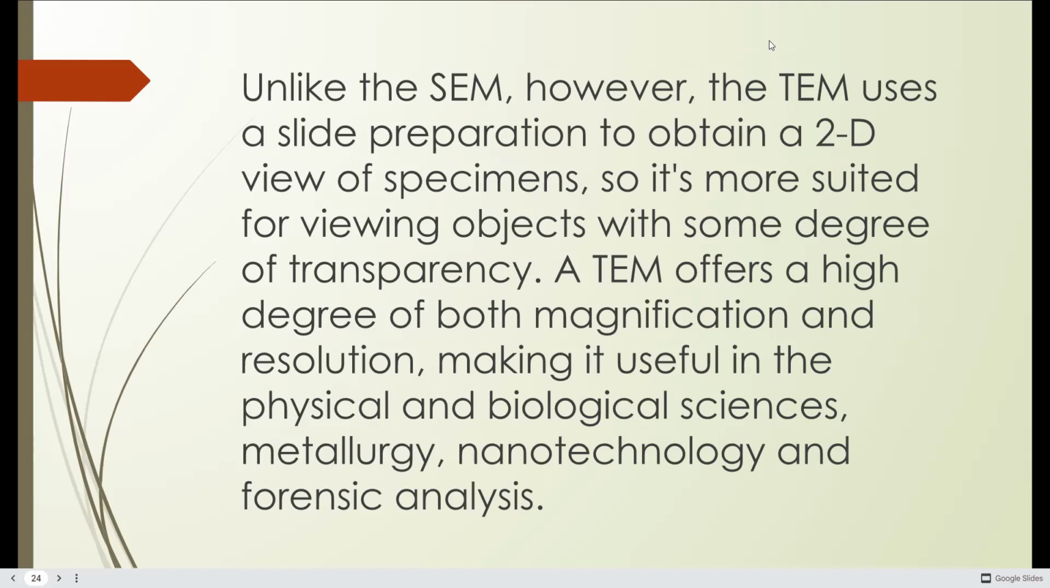TEM offers a high degree of both magnification and resolution, useful in physical and biological sciences, neurology, the study of nanotechnology, and forensic analysis. It is technology that uses small bits. Nanotechnology is now developing with the use of robotics, and this is one of the advancements of technology in the 21st century.